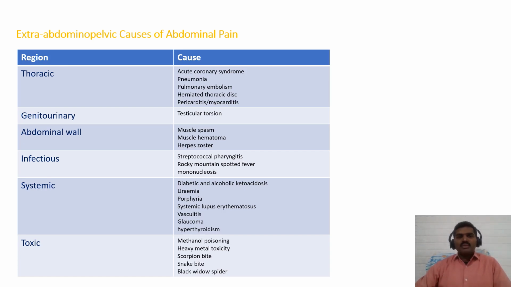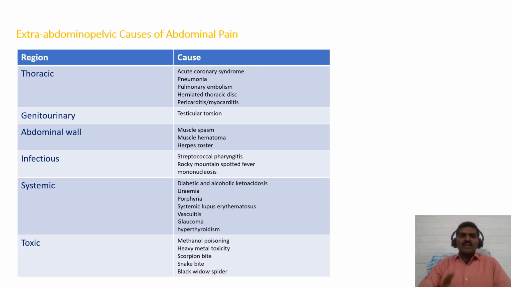In pulmonary embolism, the lower lobes are involved, and again you can have right hypochondriac pain. A herniated thoracic disc can present as abdominal pain due to radiation. Pericarditis and myocarditis, especially involving the lower border of the heart, can mimic abdominal pain.